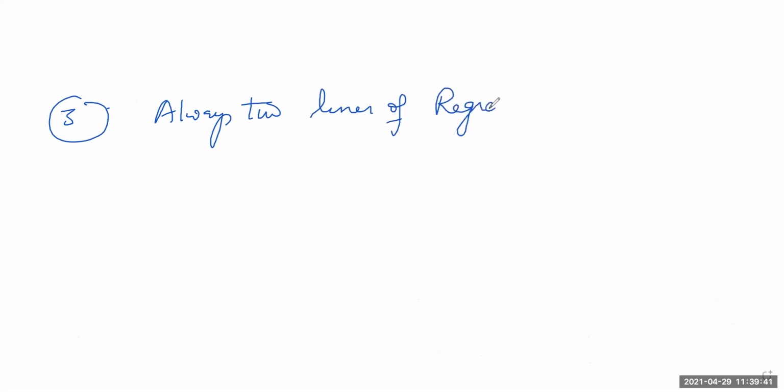Number 3. There are always two lines of regression. Always two lines of regression: y on x and x on y, right?